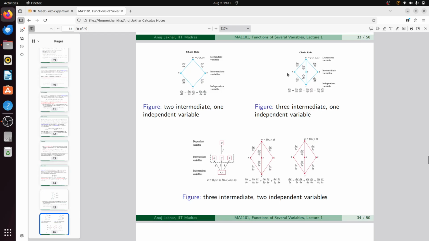Then also three intermediate variables, one independent variable. Then you can move like del x, del y, del z. So del w del x, del w del y, del w del z, then you consider dx/dt, dy/dt, dz/dt. So how will you get dw/dt? You can get it as del w del x dx/dt plus del w. So this way the chain rule moves. Actually it moves like a cycle.